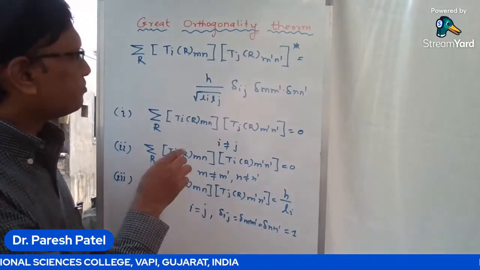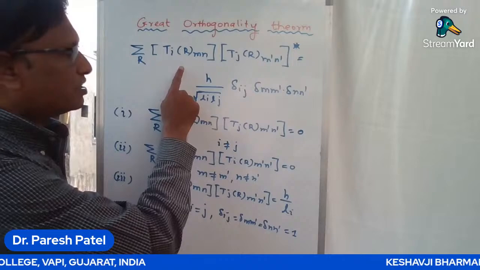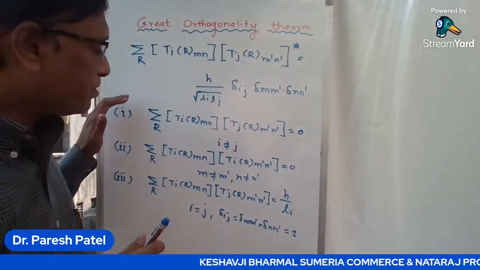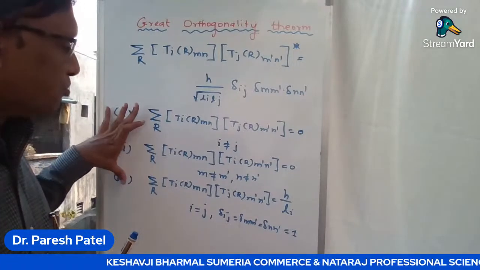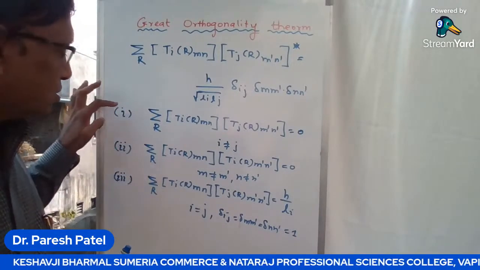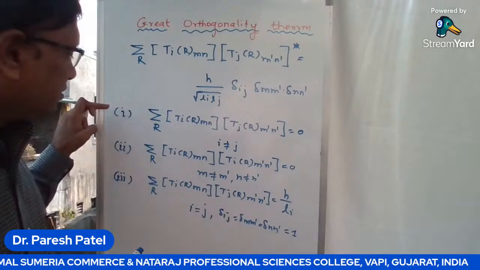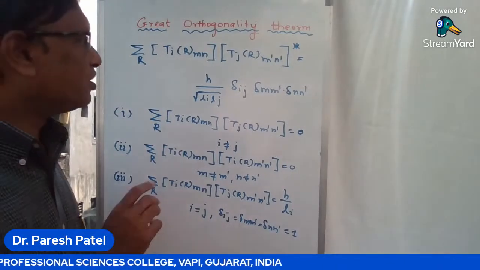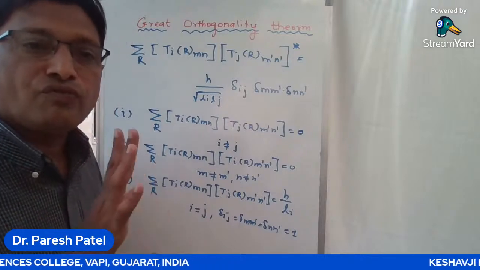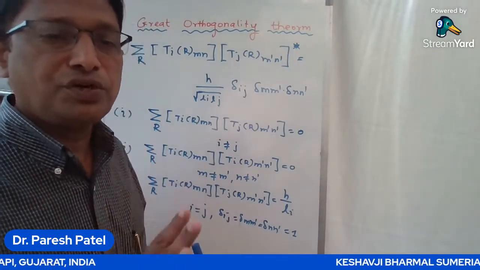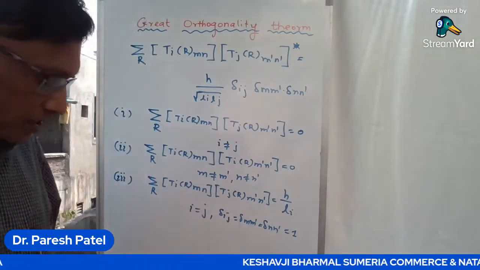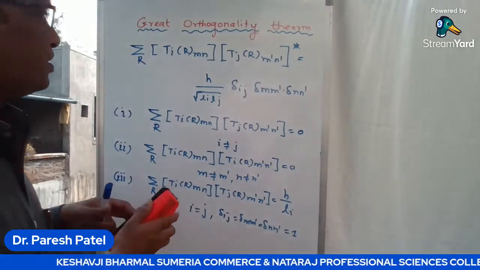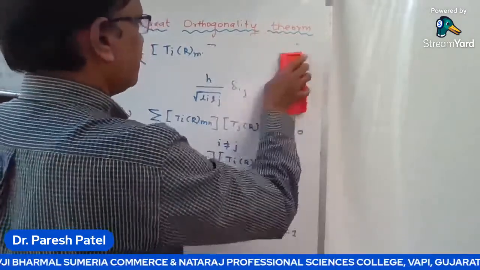So dear students, this is the mathematical statement of the great orthogonality theorem, and we can subdivide it into three sub-statements. These are the three sub-statements of the great orthogonality theorem, and from it we can derive five characteristics of the irreducible representations. So let us start with the first of the characteristics of the irreducible representations.